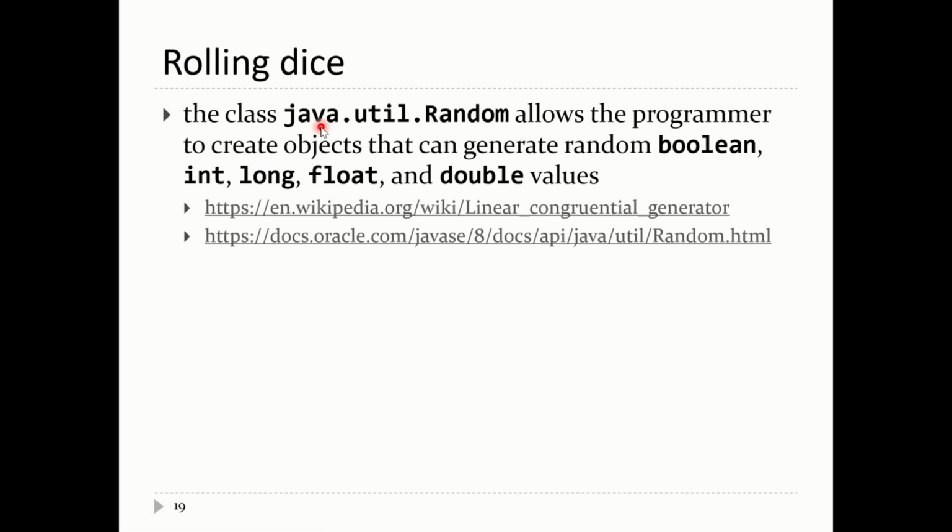In Java, there's a class called Random in the package java.util. That class lets you make random Boolean values, so random true or false. That's useful for flipping a coin. It also lets you make random ints, longs, floats, and doubles. If you want to know how it does it, you can click on that link there. That tells you the actual algorithm that it uses. If you want the documentation for it, just click on that link there.